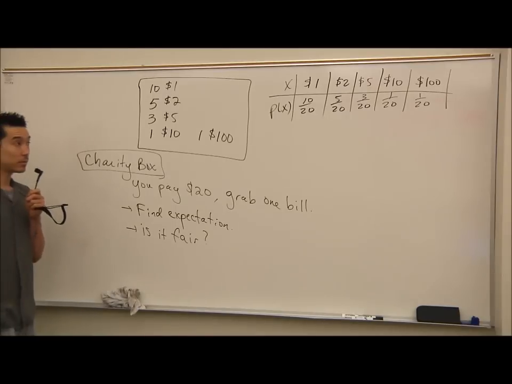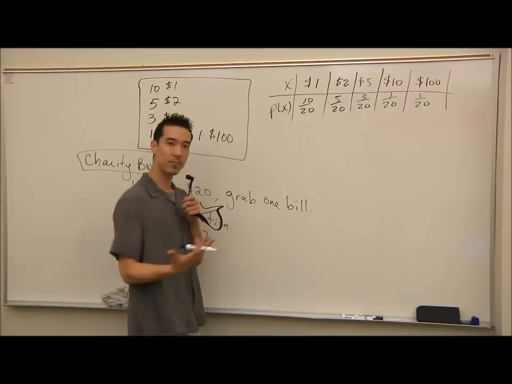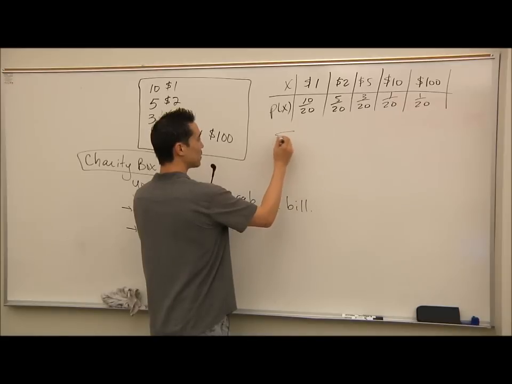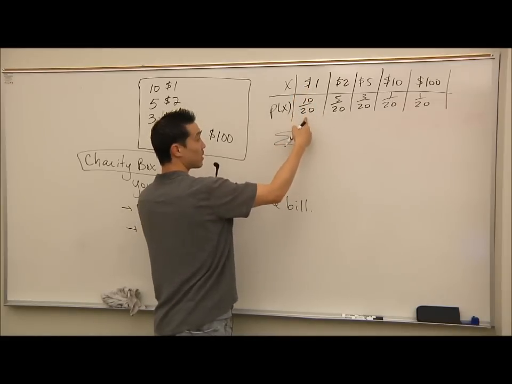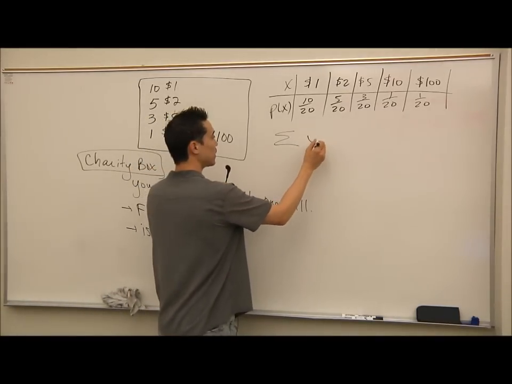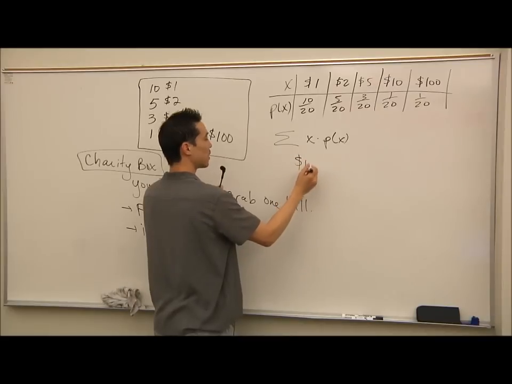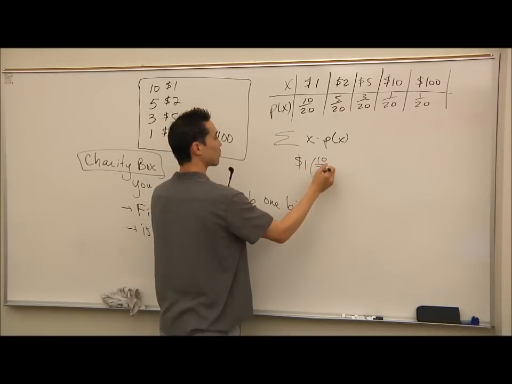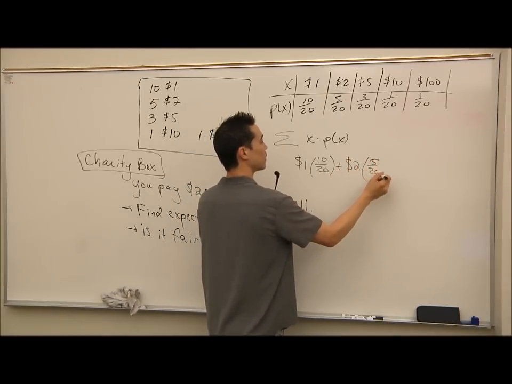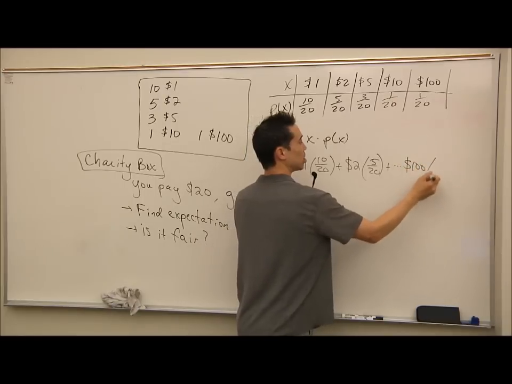So what I want you guys to do right now is calculate the expectation or the mean of this. Same formula that we just utilized, okay? So you have the summation of each x times the probability of that x happening, all right? So you're going to have $1 times 10 out of 20 plus $2 times 5 out of 20 plus on and on till you get to $100 times 1 out of 20.